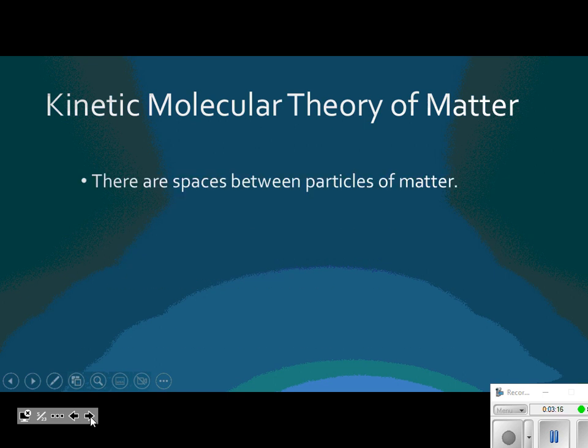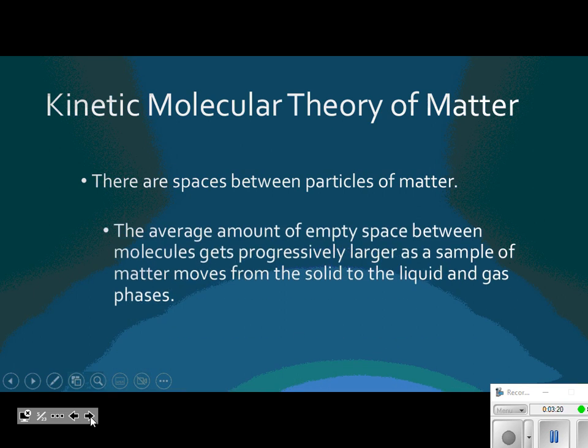There are spaces between matter. The average amount of empty space between molecules gets progressively larger as the sample moves from solid to liquid to gas. So, if we have a solid, we do not have as much empty space between the molecules. If we have a gas, we have a lot more empty space between the molecules.